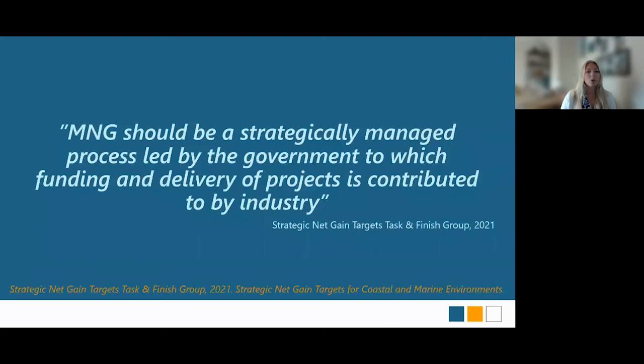So a recent report by the Strategic Net Gain Targets Task and Finish Group, this group was established through the Offshore Wind Evidence and Change Programme. They commented that a strategic approach should be adopted for marine, and they said intertidal too, for net gain. And this process should be led by government, to which funding and delivery of projects should be contributed to by industry. The Task and Finish Group comprised a range of organisations, including industry, regulators and conservation bodies.